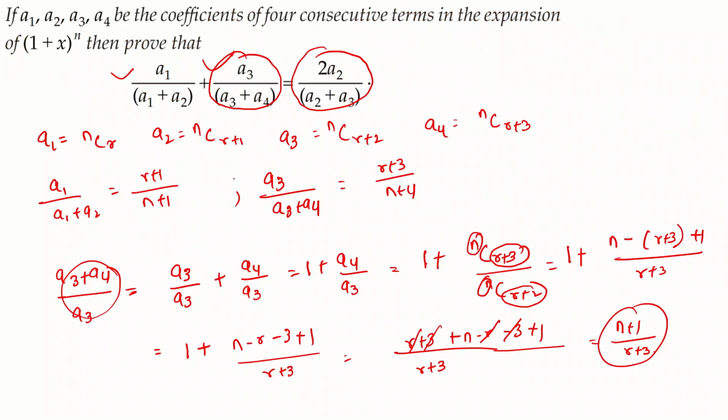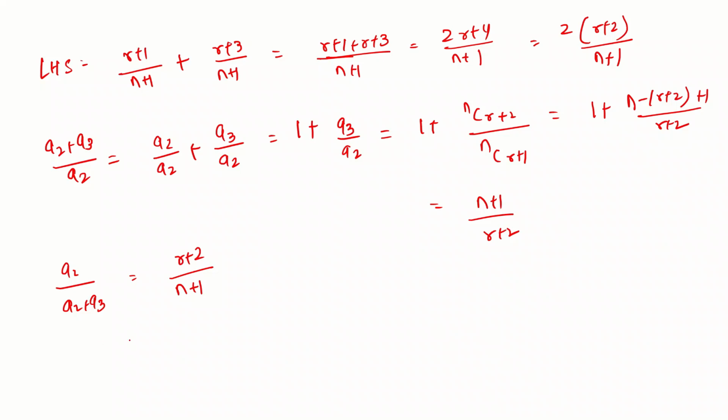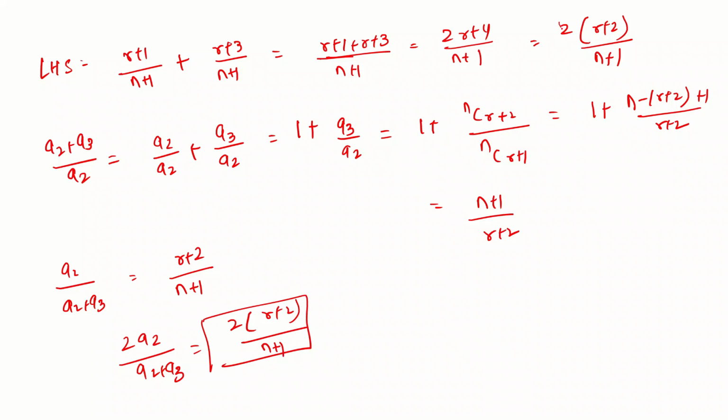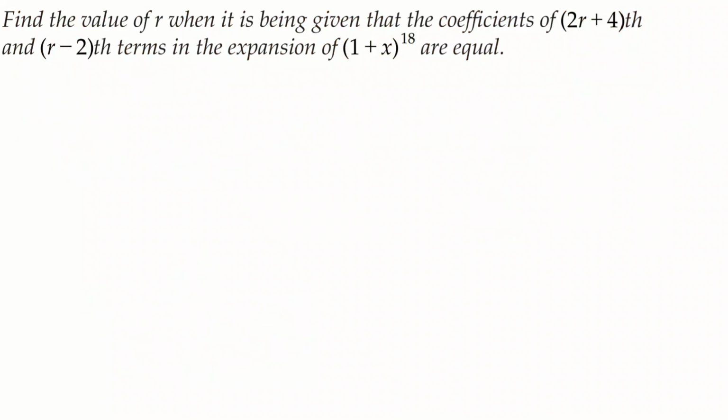So the right hand side is twice of this. So 2a2/(a2+a3) is equal to 2 times (r+2)/(n+1), which is actually the same as the left hand side that we have got on simplification. And that is why this trick was useful. You might not have been able to do that directly. So this is actually the trick to find out the left hand side, and it's actually the simplest way if you follow this trick. Let's take another question.